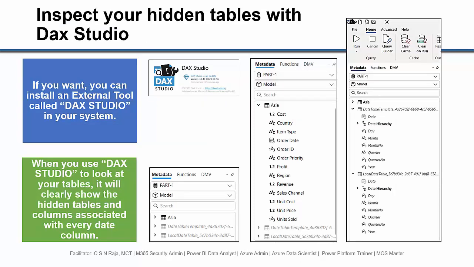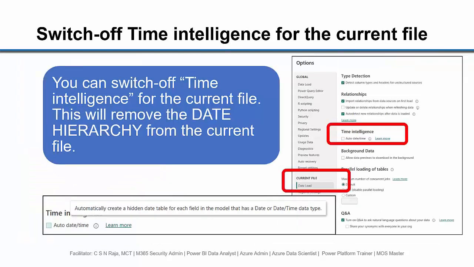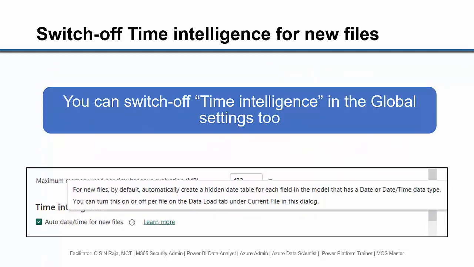You need to inspect your hidden tables with DAX Studio. If you want, you can install an external tool called DAX Studio in your system, and when you use DAX Studio to look at your tables, it will clearly show the hidden tables and columns associated with every date column. You can switch off time intelligence for the current file by going to File Options and locating a section called Current File Data Load, or you can switch it off for new files by doing the same activity in the global settings.